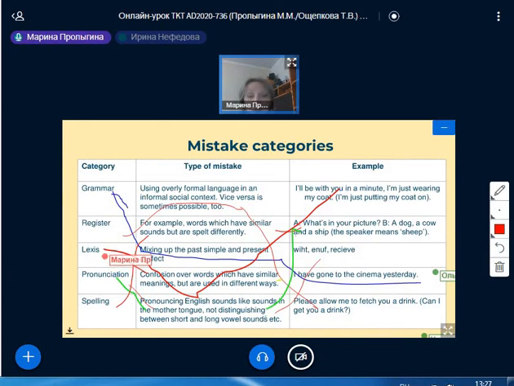Then, if we speak about lexis, actually it can be just confusion over the words which have similar meanings. And for example, I will be with you in a minute. I'm just wearing my coat. Yeah, wearing is the wrong word here. Then pronunciation. Again, the user that used just a green marker is completely right, actually, here. And you see the ship instead of sheep.